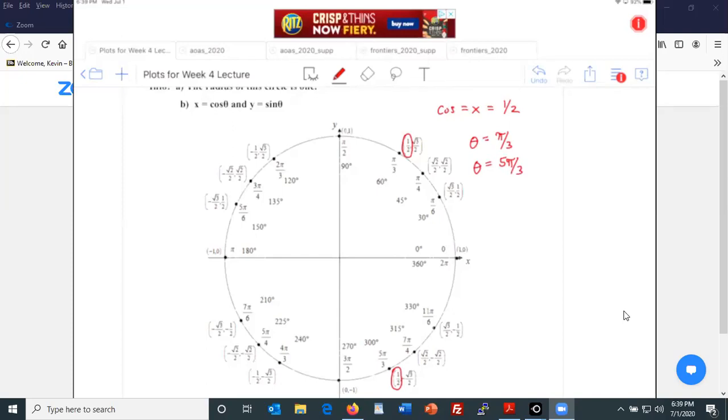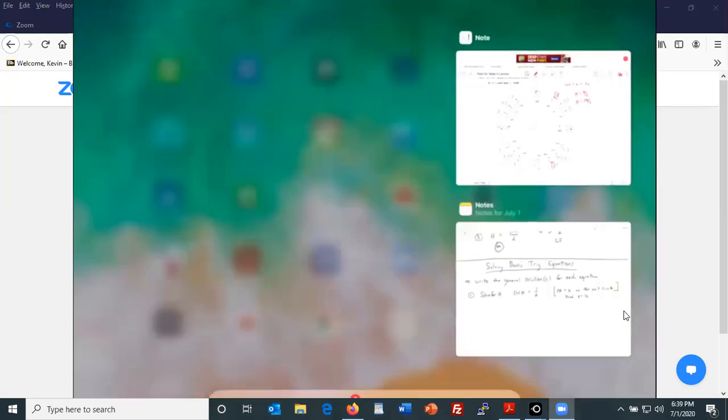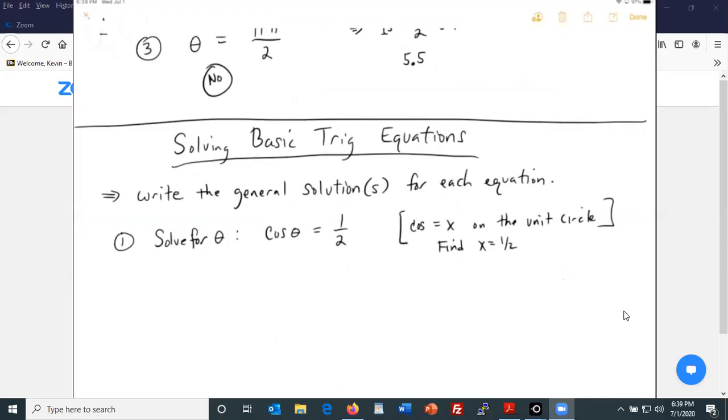And that's it. If you go around the circle, no other x value is positive 1/2. There's negative 1/2, but we don't want that. All right, so let's take those back. So once you find those numbers, you're pretty much done. The general solutions, there's two of them because we just found two angles, right?